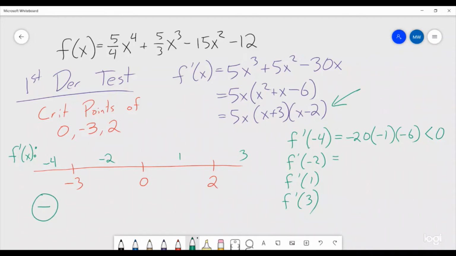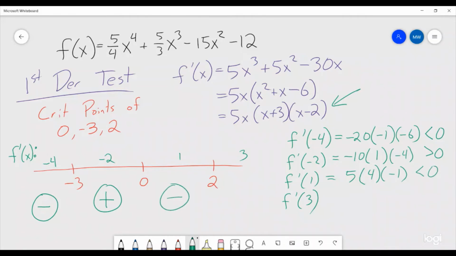But then if we look at f prime at -2, if we plug in -2, we get -10 times 1 times -4. 2 negatives make a positive, so it's positive here. F prime of 1, that's going to be 5 times 4 times -1, that's negative. And then f prime at 3, well, that's going to be 15 times 6 times 1, that's positive, so it's going to be a plus here. Now that we have all of these, remember, we have to check these every single time if we want to do the first derivative test. It will not always alternate. We have to go through and check every single one of these.